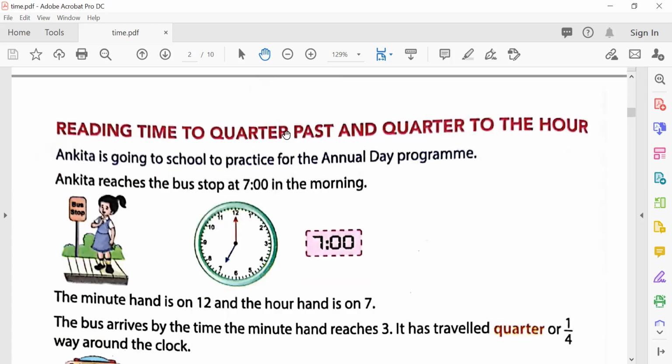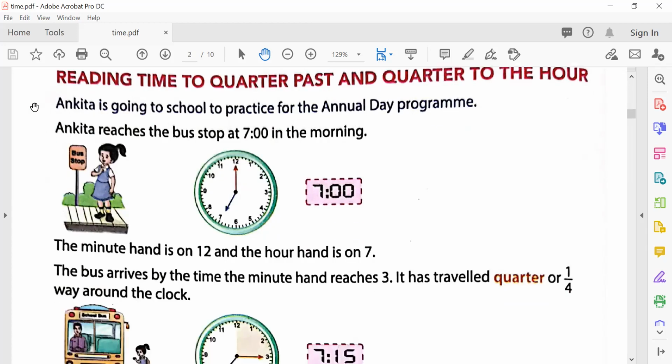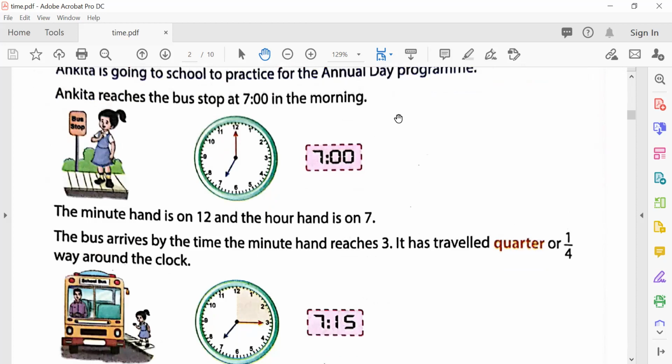Reading time to quarter past and quarter to the hour. So what's quarter past? Ankita is going to school to participate in the annual day program. So where is she going? To participate in the annual day program. Ankita reaches the bus stop at 7 in the morning. The minute hand is on 12 and the hour hand is on 7.